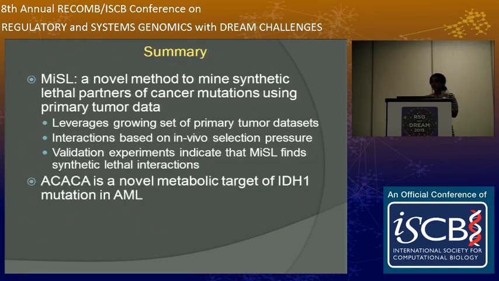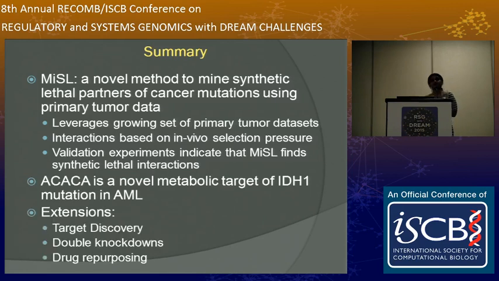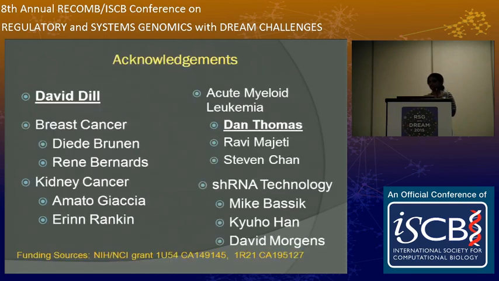So far, our validation experiments suggest that we are able to both recapitulate known interactions and also find novel interactions. And there are plenty of other extensions to this work, such as drug repurposing, finding double knockdowns, etc. That brings me to my last slide. Thanks to my PI, David Dill, and also a lot of our collaborators in the different diseases who stepped in to do the experiments, and funding sources. Thank you.